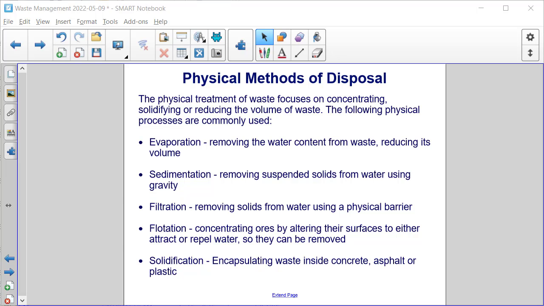The following physical processes are commonly used. Evaporation is removing the water content from waste, reducing its volume. Sedimentation is removing suspended solids from water using gravity. Filtration is removing solids from water using a physical barrier. Flotation is concentrating ores by altering their surfaces to either attract or repel water so they can be removed. And solidification is encapsulating waste inside concrete, asphalt, or plastic.